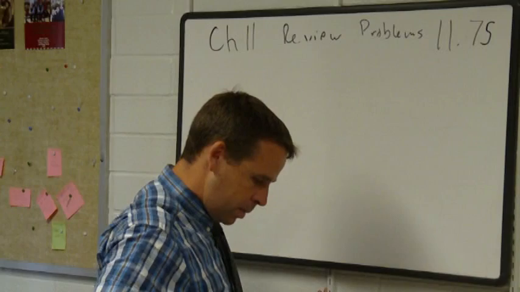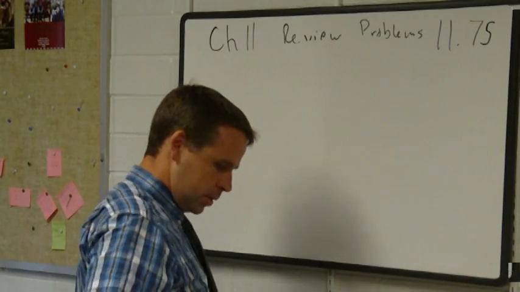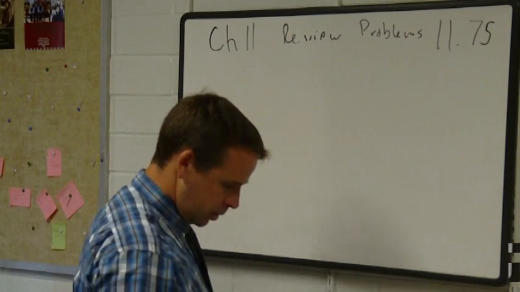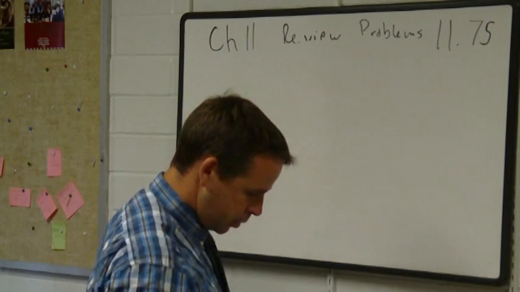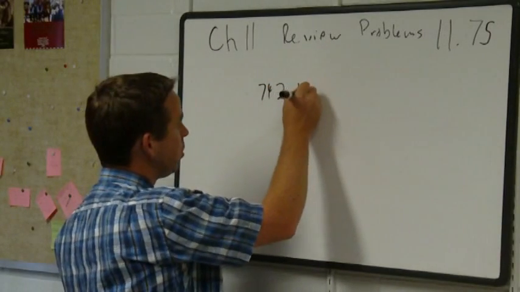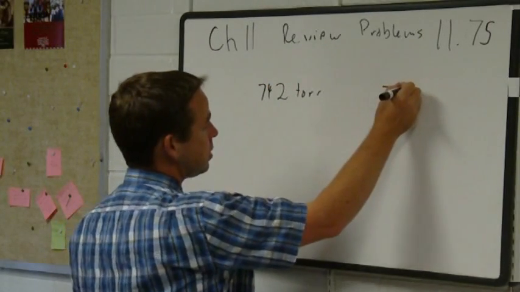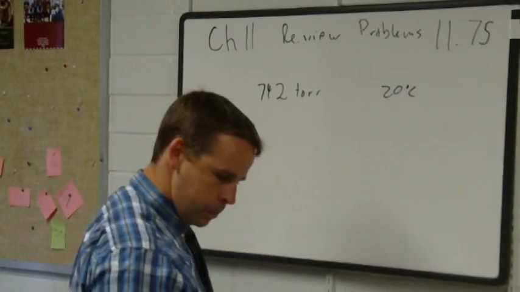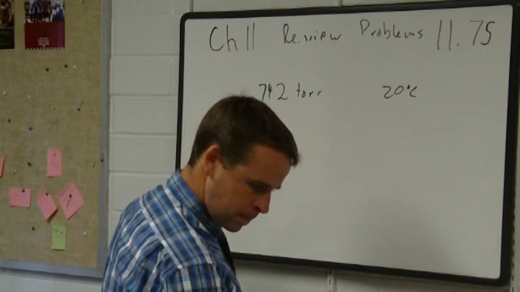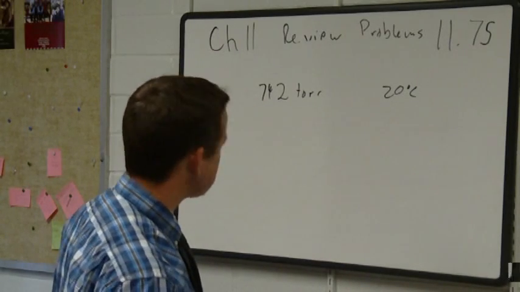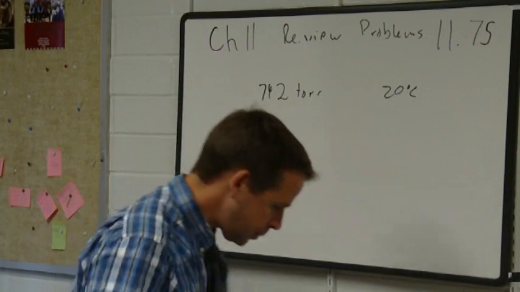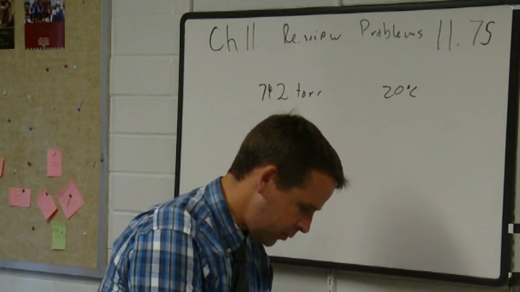1175. What volume of wet methane would you have to collect at 20 degrees Celsius and 742 torr to be sure that you had a sample containing 244 milliliters of dry methane, also at 742 torr? So at 742 torr at 20 degrees Celsius. Well, that's on the page, on page 500, right?